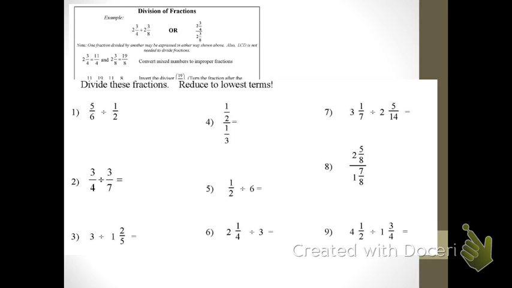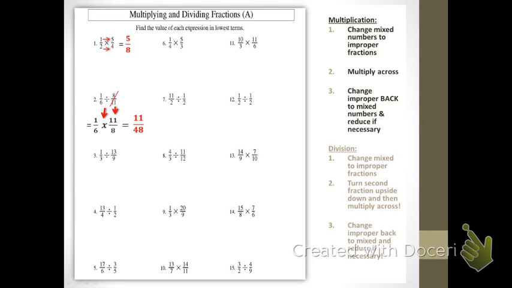Okay, now let's try a couple division problems. Remember, division actually becomes multiplication because we can flip the second fraction, which is called the reciprocal. We don't actually do any division, which is kind of nice. So let's look at the first one, 5/6 divided by 1/2. We don't have mixed numbers here to convert, but what we do have to do is take the second fraction and flip it.